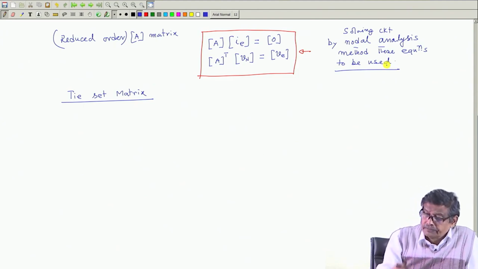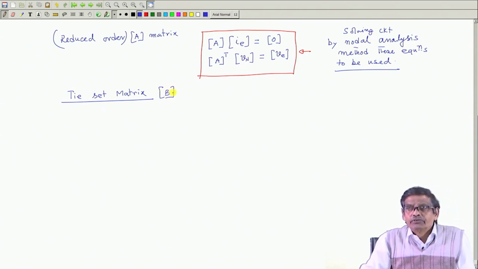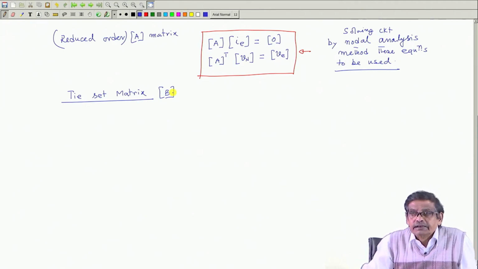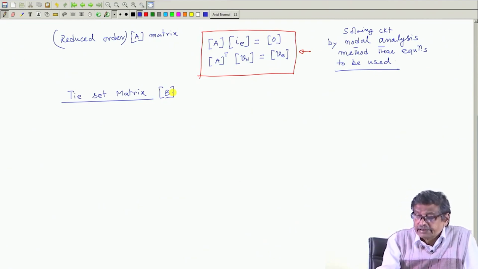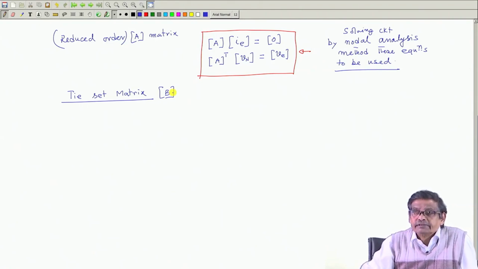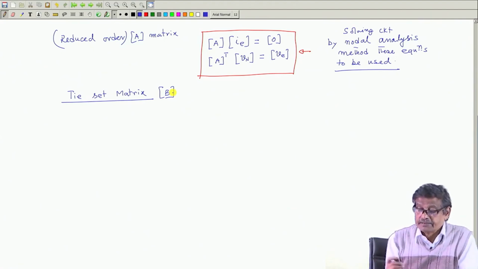Now, tie set matrix is the B matrix. Lastly, I know another method of solving a circuit. What is it? The loop method. Write down KVL at different loops of a circuit and try to solve for the loop currents and then the element currents. We know that. Therefore, in tie set matrix B, which I am going to discuss now, we will also yield two equations like this. Let us see first of all what this tie set matrix means.